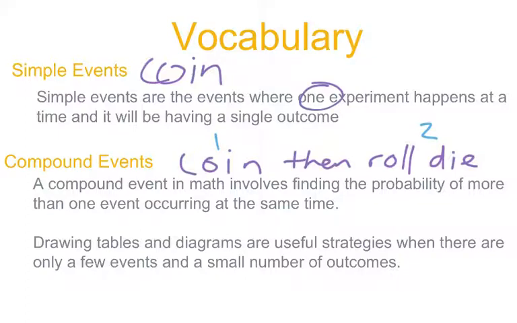And to help with compound events, it's very helpful to draw tables and diagrams, right? Because they're very helpful to list out all of our options. That way it's easier to find out what our theoretical probability is. Because sometimes there's a lot of stuff going on, so it's easier for us to write it out and understand the diagram, and we can make our proportions from there, all right?